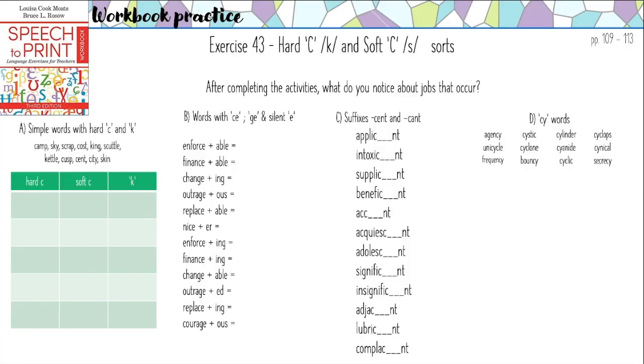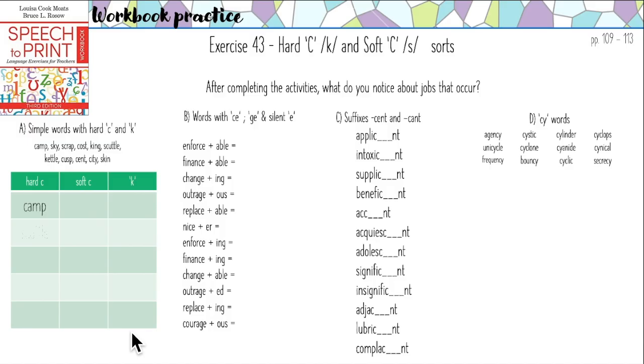Let's practice that a little bit with our hard C and soft C, the K and the S sort. We've got some words here: camp, sky, scrap, cost, king, scuttle, kettle, cusp, scent, city, skin. You can go ahead and push pause and divide those words up and see if you notice any patterns. So go ahead and pause. I'm assuming those people who paused have now restarted.